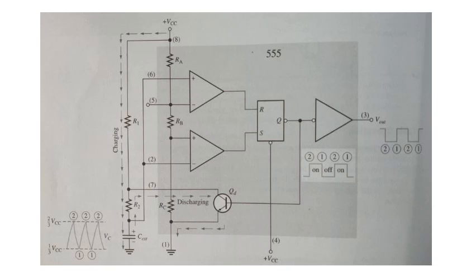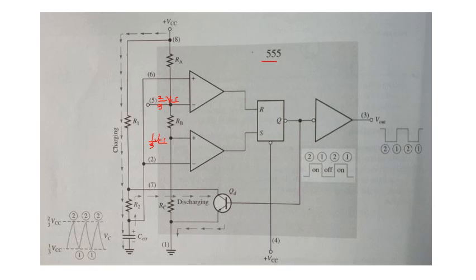This is the internal diagram of the astable multivibrator. This is the internal diagram of the 555 timer. We have resistors RA, RB, RC. They form a resistor voltage divider. The voltage at this point will be 1 by 3 VCC. The voltage at pin number 5 will be 2 by 3 VCC.